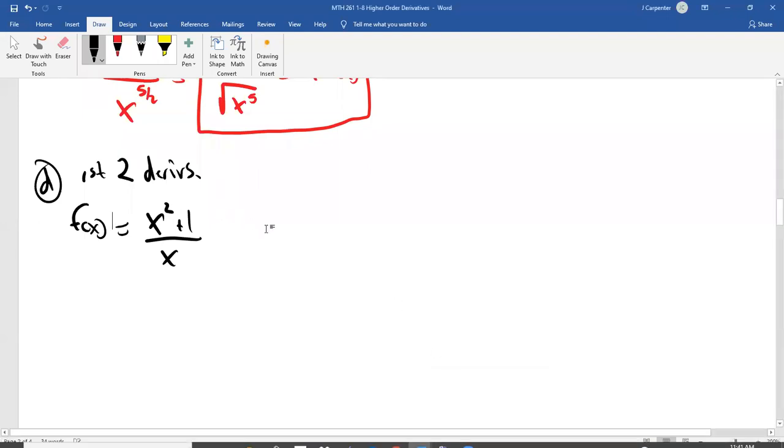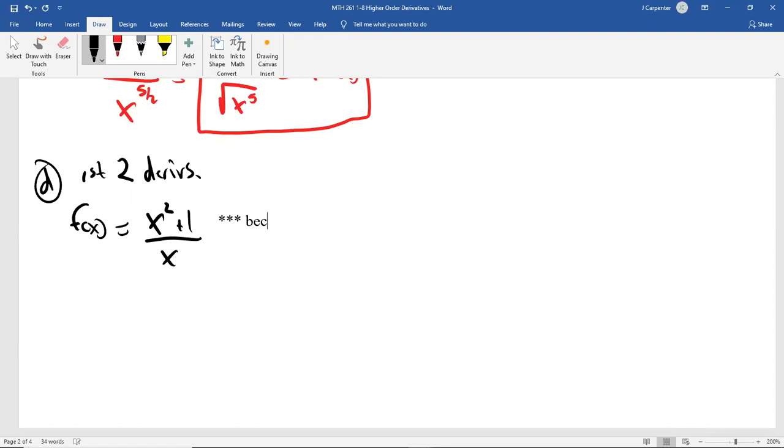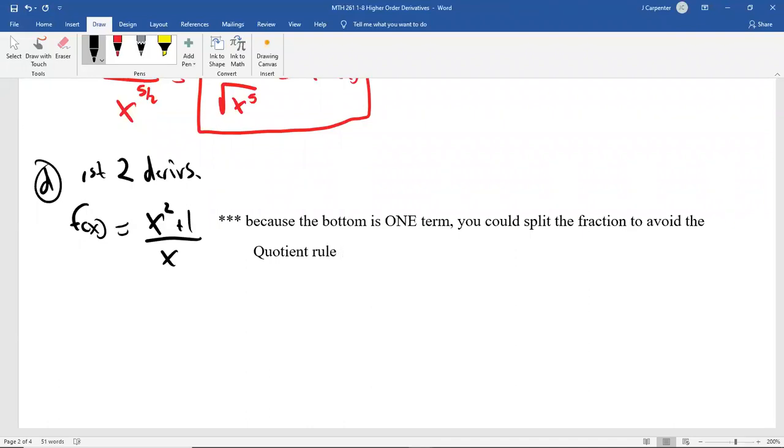But I'll at least make the little memo here. Because the bottom is one term, you could split the fraction to avoid the, oh, that's going to be annoying, quotient rule. But I'm going to do it the more difficult way. Once again, the reason is because last class I did an example using that memo, avoiding the quotient rule, but I think we should practice with the quotient rule one more time. And that will even remind us what that quotient rule is.